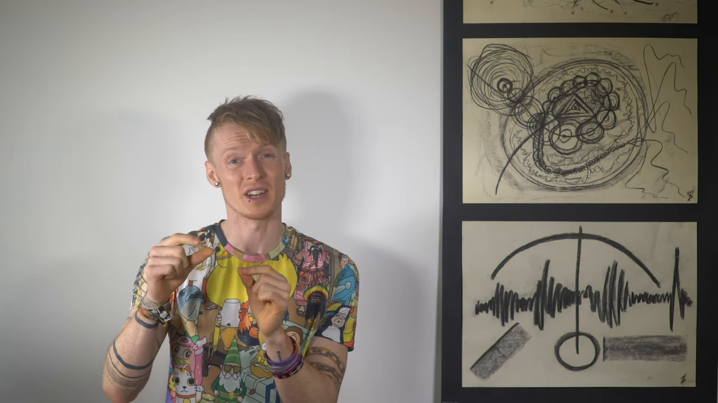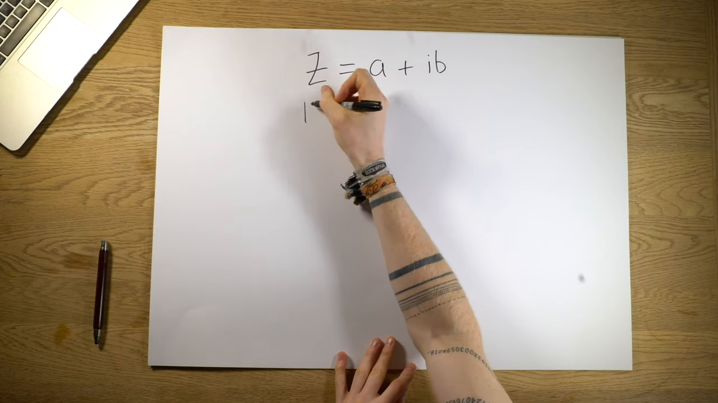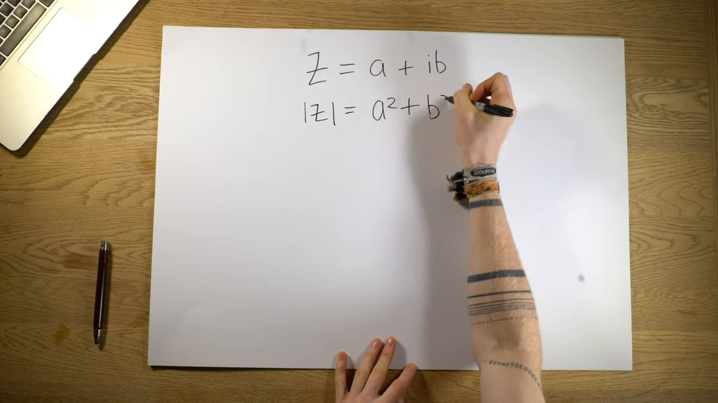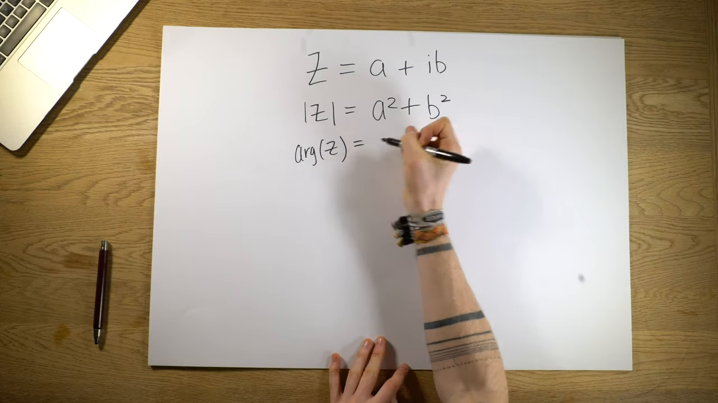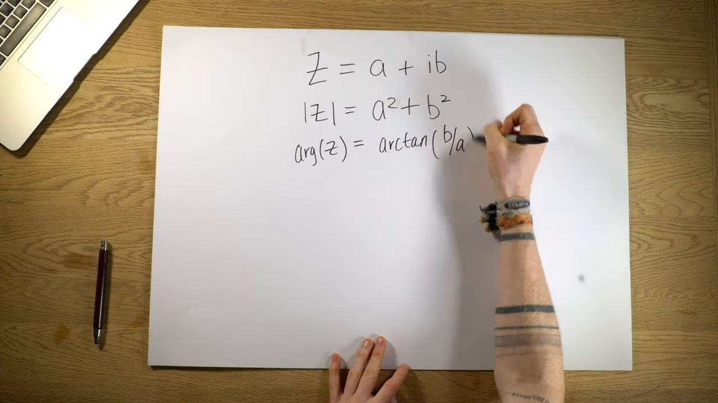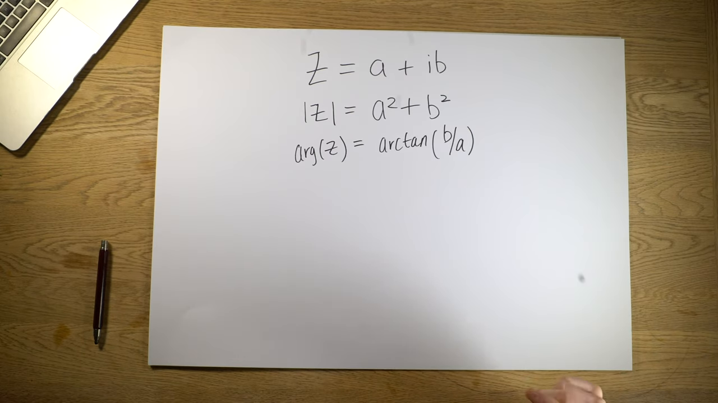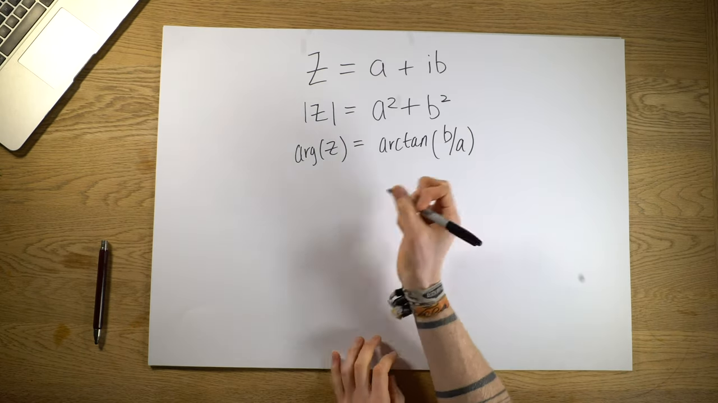The modulus, or the distance of your point from the origin, will either increase or decrease. And the argument, the angle from the positive x-axis, will again either increase or decrease. So there's a stretch, a shift in the distance from the origin, and a rotation, a change in your argument. For a typical complex number, z equals a plus bi, it has a modulus equal to the square root of a squared plus b squared, and an argument equal to arctan of b over a.